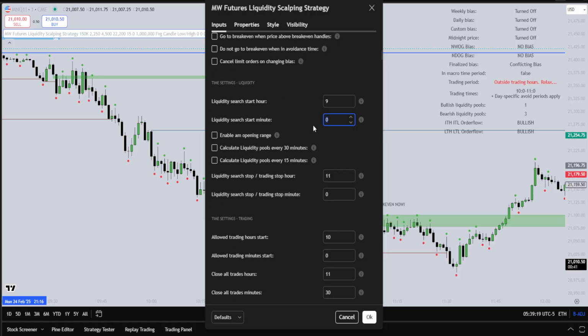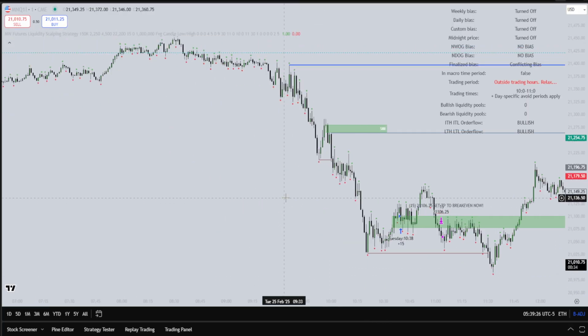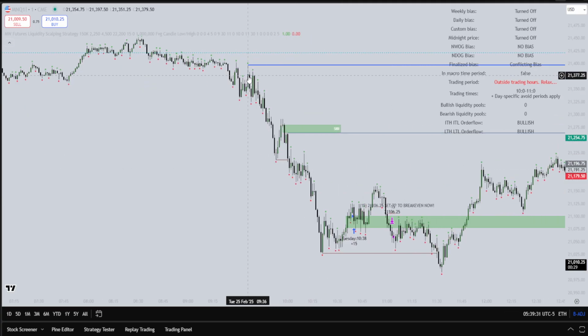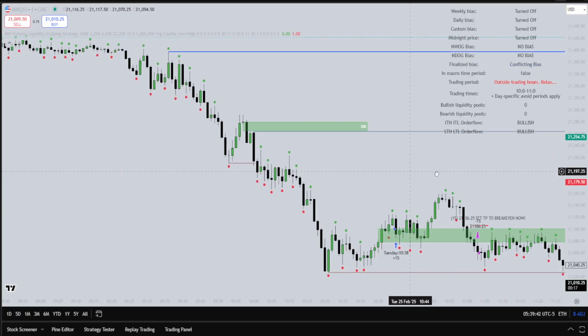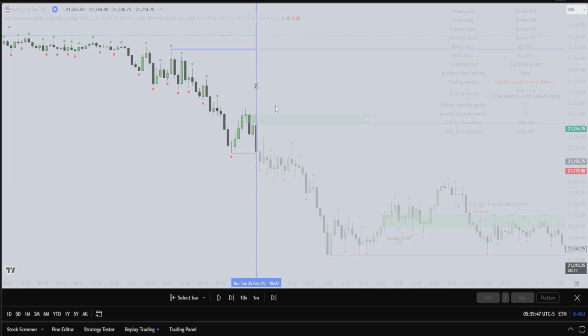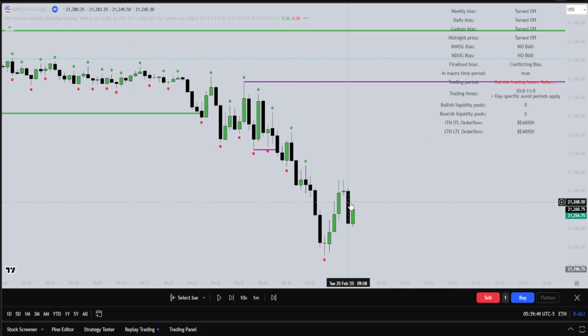I will put that to 9:30, and I will enable the opening range, which means that right now, instead of calculating liquidity from midnight, we will generate liquidity from the opening range only, which is 9:30 to 10, and between 10 and 10:30. And what we see is then, when we are looking at this particular day, for example, it is here, it's 10 o'clock.